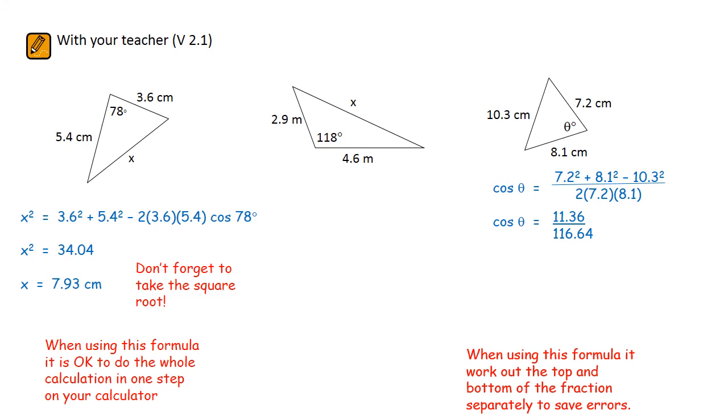The only other way you could possibly do it is to put the whole top line in brackets and the whole bottom line in brackets, and that could save you from error. But I recommend the best way is to do the top line, write it down, do the bottom line, write it down, and then evaluate it. Once you've got your value for cos theta, of course we have to use the inverse cos to find out the angle that's got a cos value, in this case of 0.09739. Final answer, 84 degrees and 24 minutes.